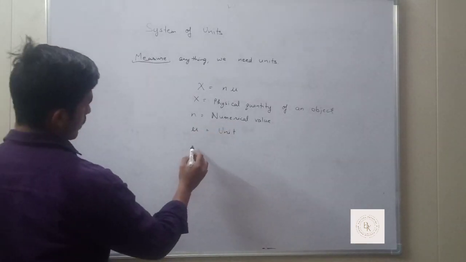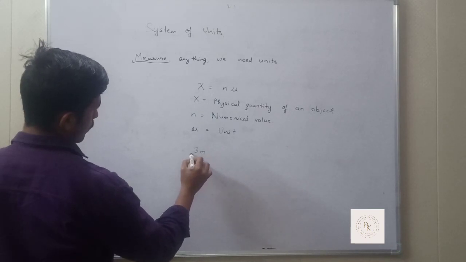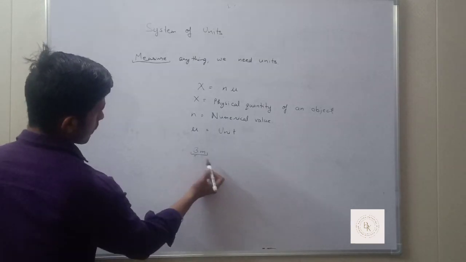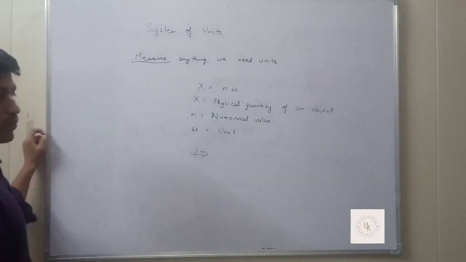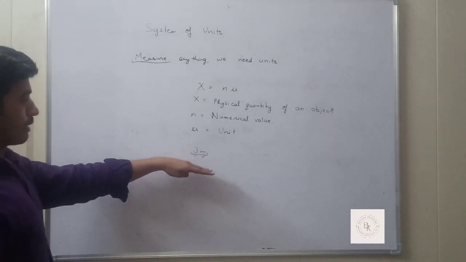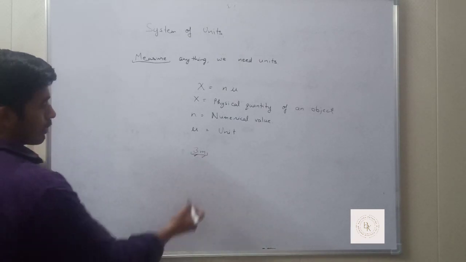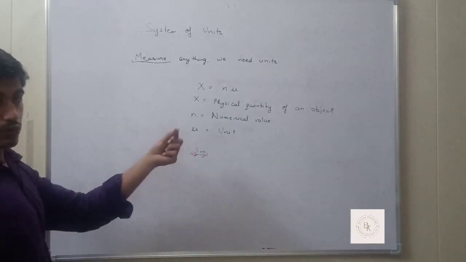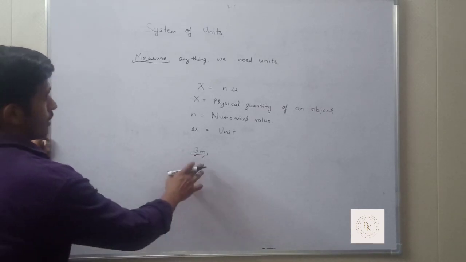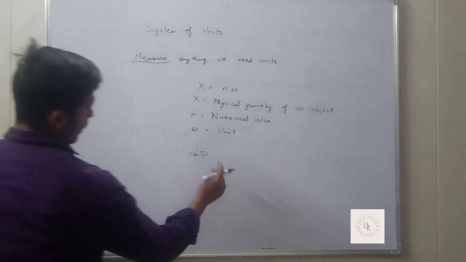For example, if we say the length of a table is 3 meter, here 3 is the numerical value and meter is the unit of that length. We take the length of that table as 3. 3 is the numerical value, but what unit have we chosen? We chose the unit as meter. Now, this is the basic example.